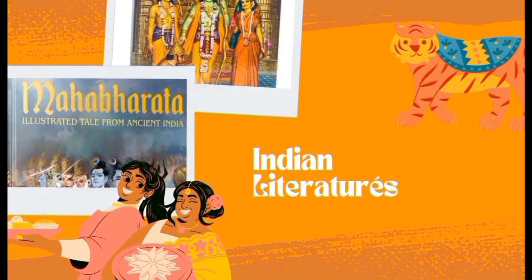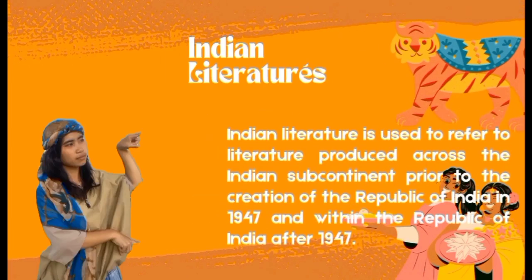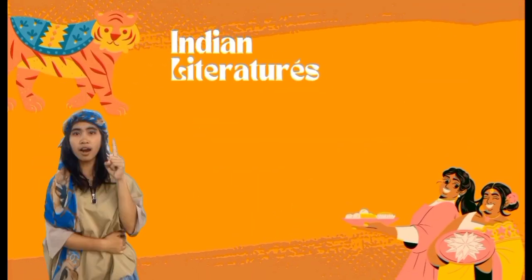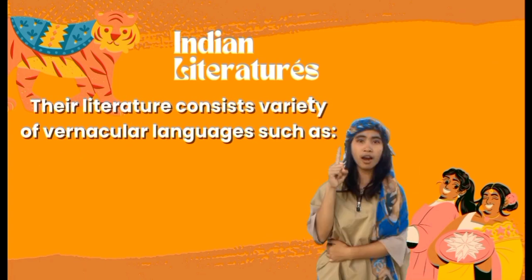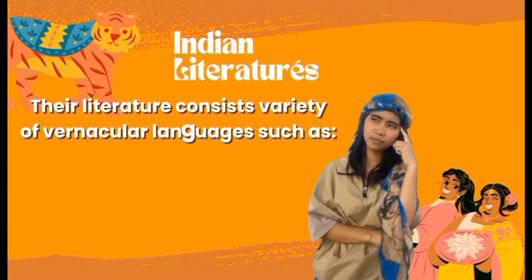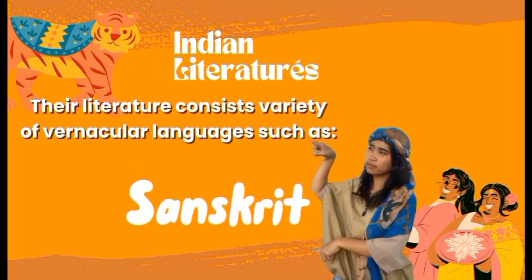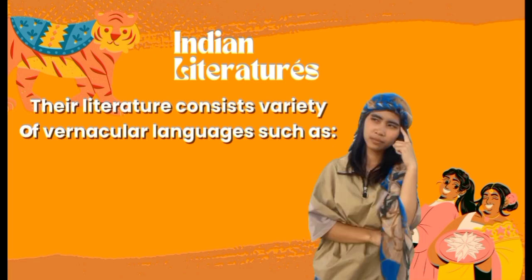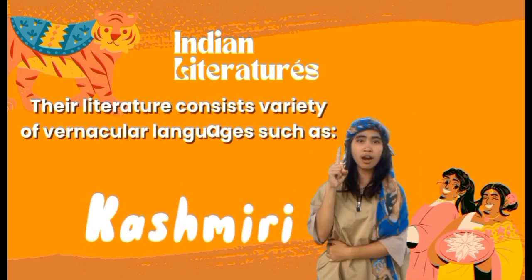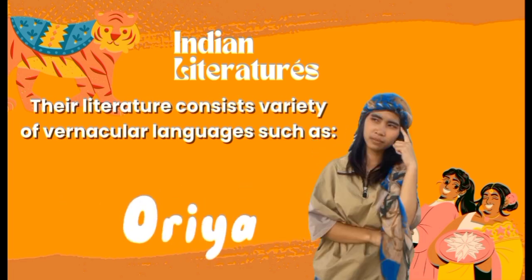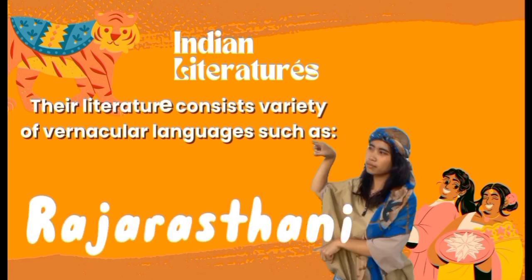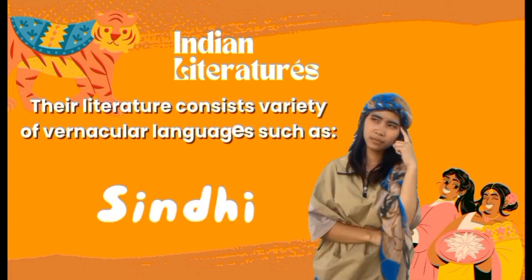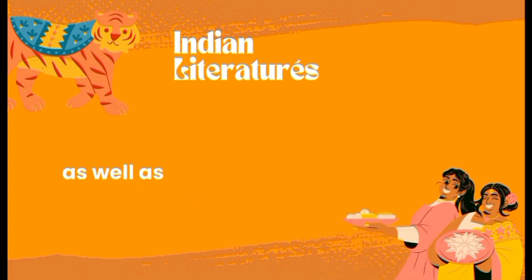Indian literature refers to the literature produced across the Indian subcontinent prior to the creation of the Republic of India in 1947. The writings of the Indian subcontinent are produced in a variety of vernacular languages. This includes Sanskrit, Prakrit, Pali, Bengali, Bihari, Gujarati, Hindi, Kannada, Kashmiri, Malayalam, Oriya, Punjabi, Rajasthani, Tamil, Telugu, Urdu, Lahnda, Saraiki, and Sindhi, among others, as well as English.